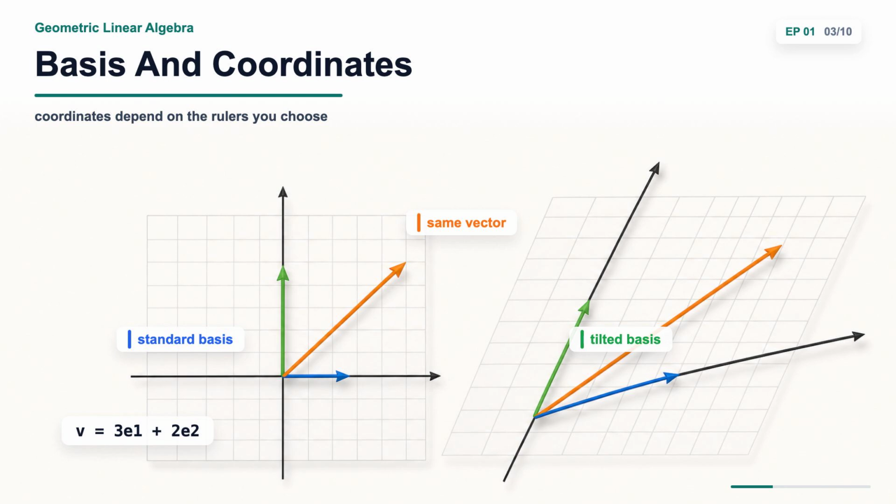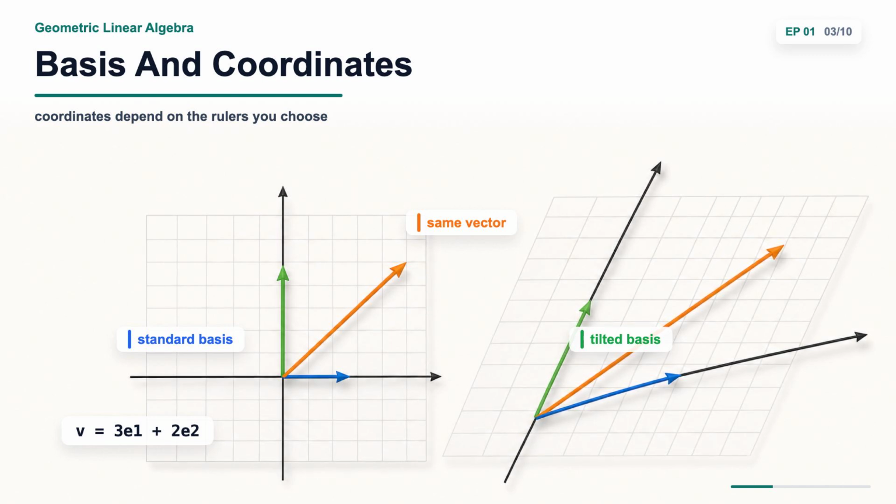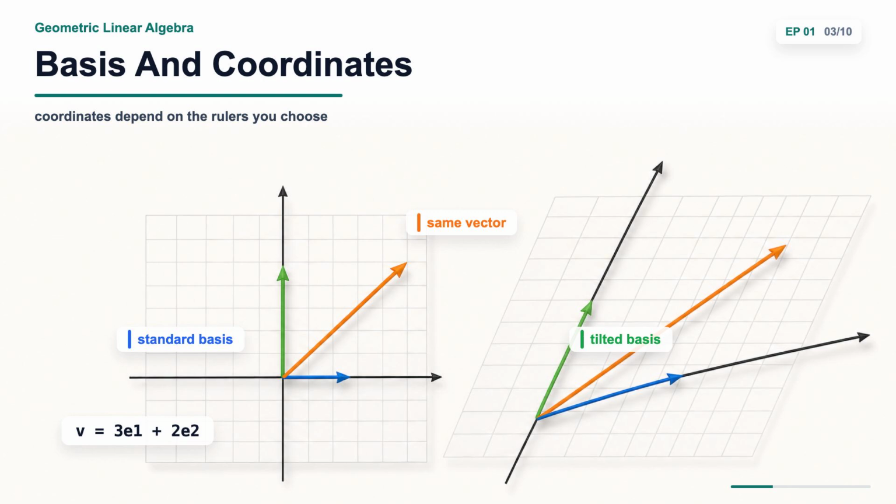But the same geometric vector can have different coordinates if we choose a different basis. Tilt the coordinate grid or stretch one reference direction, and the numbers change. That is why coordinates are not absolute. They are measurements made with a chosen set of rulers. Much of linear algebra is about choosing the right rulers for the problem.